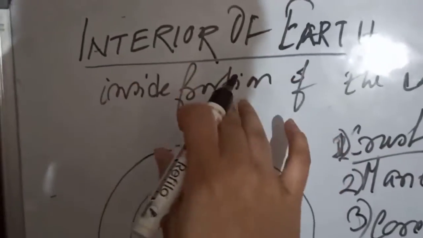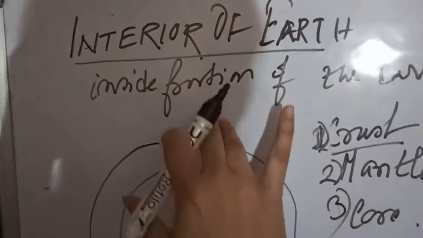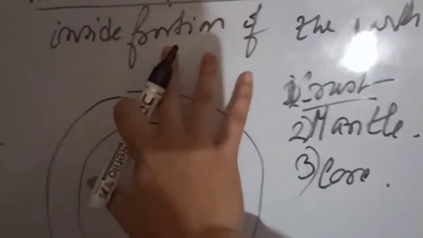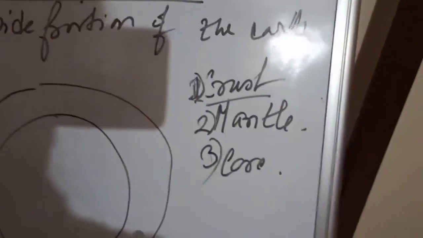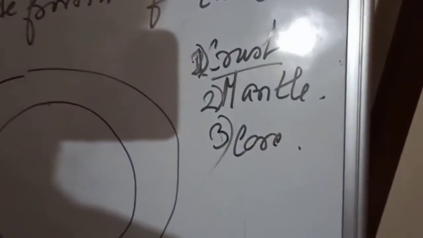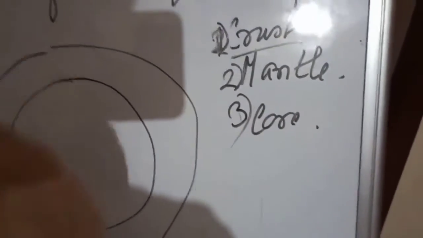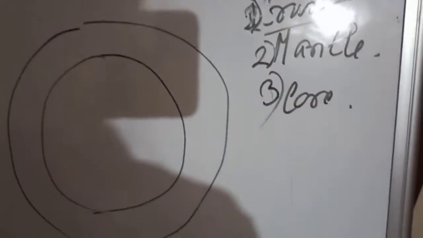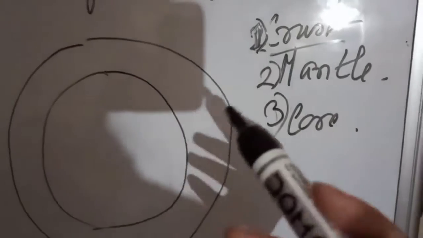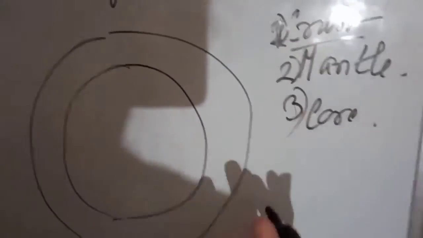Interior of the earth. This chapter basically gives an idea about the inner structure of the earth. Our earth is divided into three portions: the crust, the mantle, and the core. So this chapter deals with the interior structure, or the inner structure, of the earth.